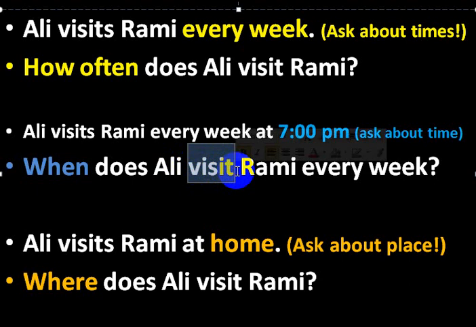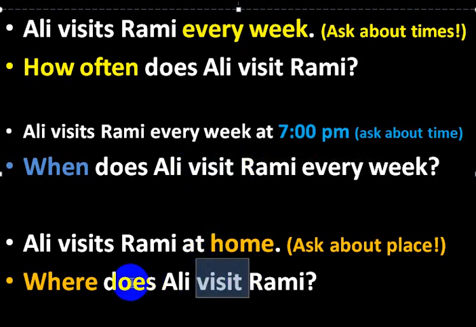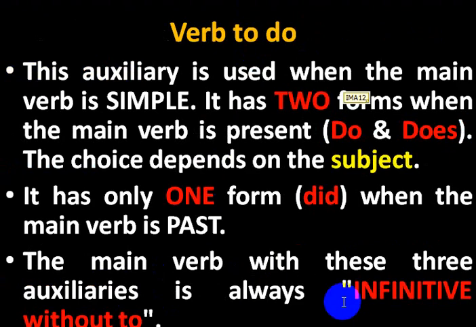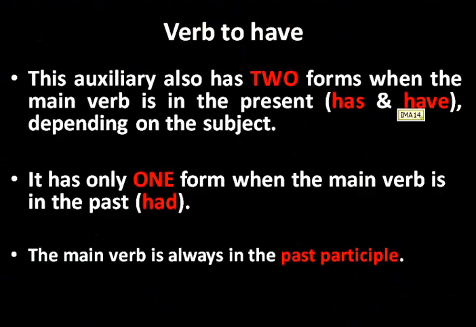Okay, this one is the basic verb. See, visit. After these auxiliary verbs, the main verb should be in its simple form. This is what I meant by infinitive without to. Now, in verb to have, also we have 2 forms in the present tense. We have has and have, and in the past tense we have had.